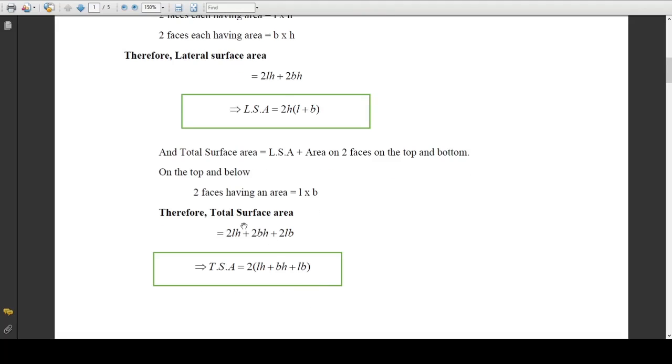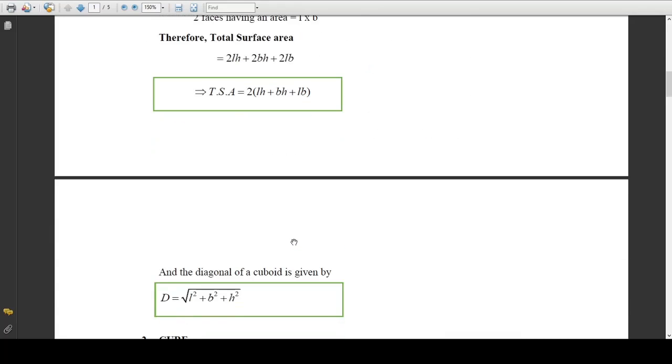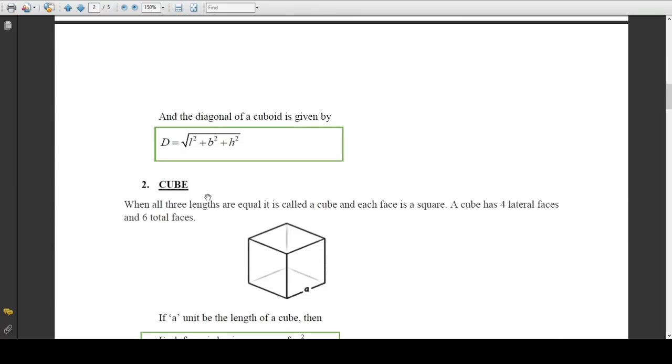The volume of a cuboid will be given by length multiply breadth multiply height. L, B, H will be the volume of a cuboid. Okay, next we'll discuss the cube. What is a cube? A cube is a figure where all the lengths are equal. When all the sides of a cuboid are equal, that is called a cube.